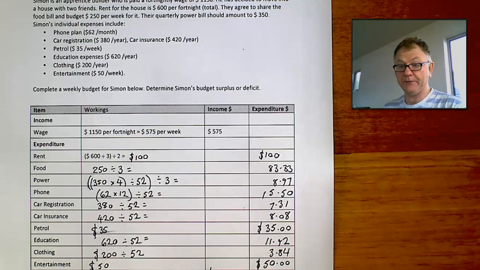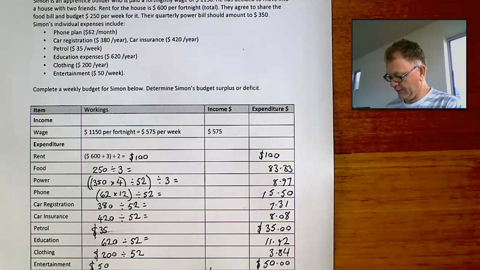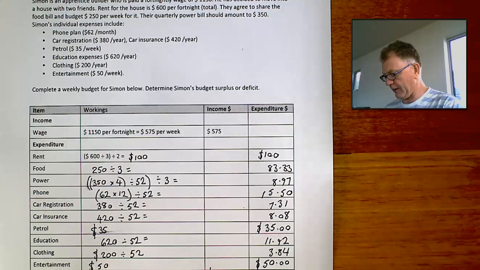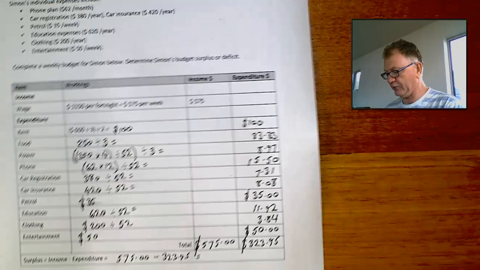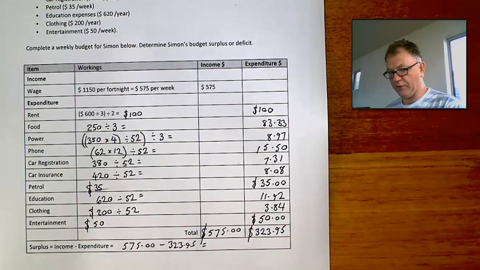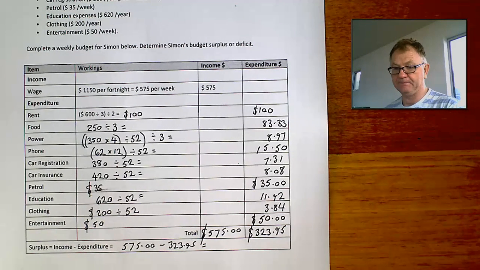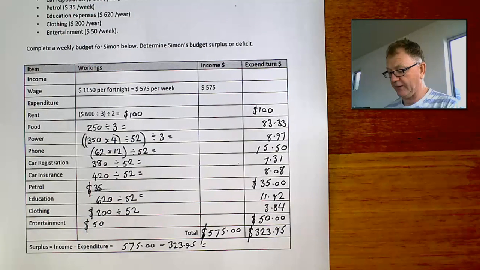Well, how did you go? I did some calculations and I came up with a total weekly amount of expenses of $323.95. Now, Simon's income for the week is $575. So he's in a good situation because his income exceeds expenditure. It's what we call a surplus budget.